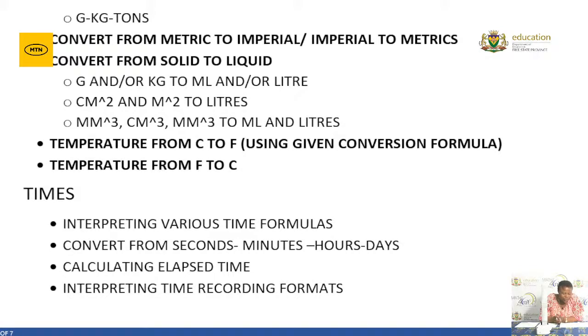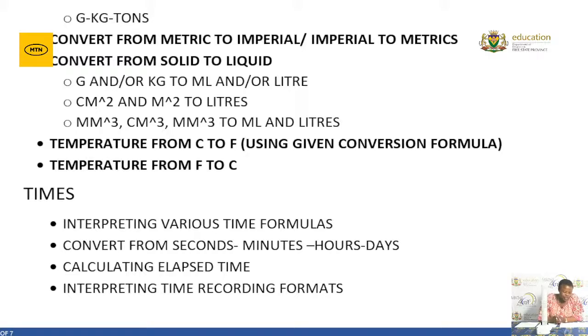We also convert from solid to liquid, where we deal with grams or kilograms, and we have milliliters to liters. We have the other conversion factor where we multiply the unit by itself, where we have centimeter to the power 2 and meter to the power 2 converted to liters. And we also have millimeter to the power 3 and centimeter to the power 3 and milliliters and liters.